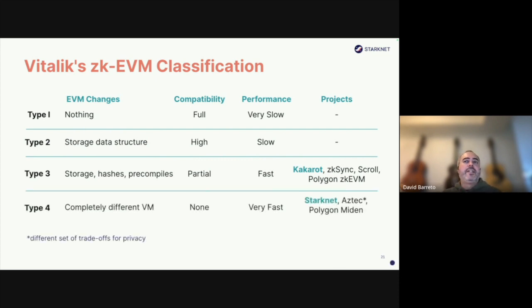Now, the type 4 ZK EVM is the ones that have a completely different virtual machine, as is the case of Starknet. The benefit is that it's very, very fast, but you don't have compatibility. And here you can find Aztec as another one. I put an asterisk because Aztec, being privacy focused, might have a different set of trade-offs. But you can also find Polygon Miden, which in some regards, technologically, has some similarities with Starknet as well. So this is where Starknet sits. And Kakarot, which is an offspring of the Starknet ecosystem, also sits.